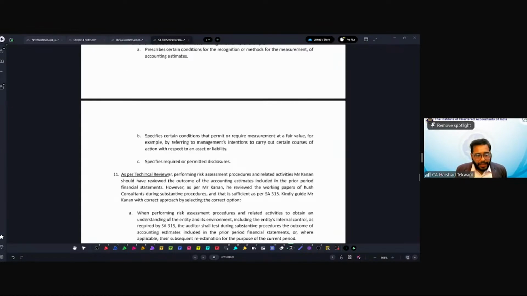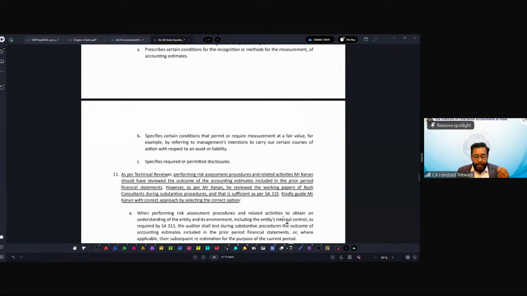As per the technical reviewer, because this file was selected in the quality review, performing risk assessment procedure and related activities by Mr. Kannan should have reviewed the outcome of the accounting estimate, including the prior period financial statement. However, Mr. Kannan reviewed the working paper of the expert during substantive procedures, and that is sufficient as per 315. Kindly guide Mr. Kannan with the correct approach by selecting the correct option.